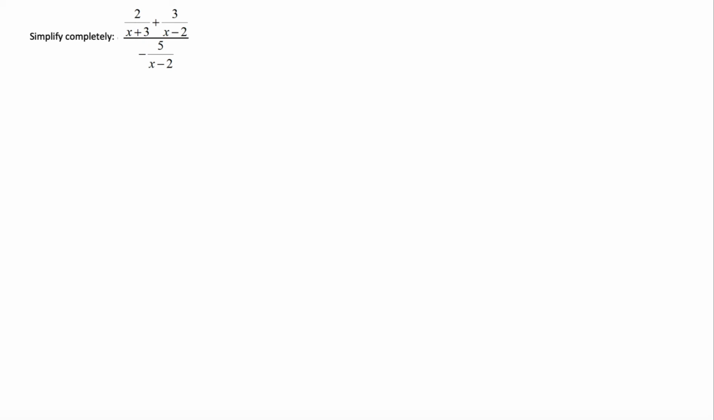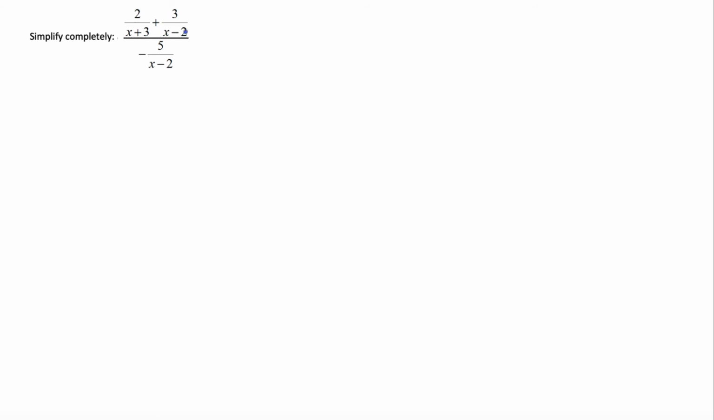All right, so here we want to simplify completely this complex fraction. And we have 2 over x plus 3 plus 3 over x minus 2 all over negative 5 over x minus 2. Remember, this is called a complex fraction because we actually see a fraction within a fraction, right? This is the main fractional bar, but then we see these two fractions being added together here.